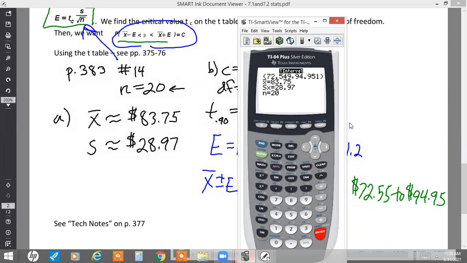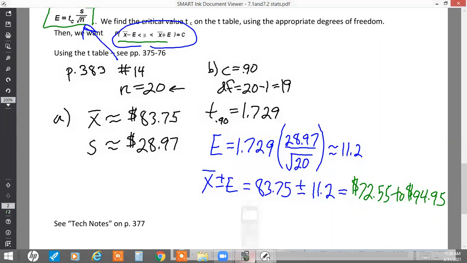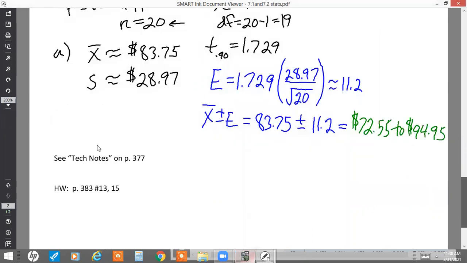All right, and of course, that's the end of that section. Tech notes on what I just showed you on the calculator, page 377. Try problems 13 and 15. And I'm going to pause the recording.